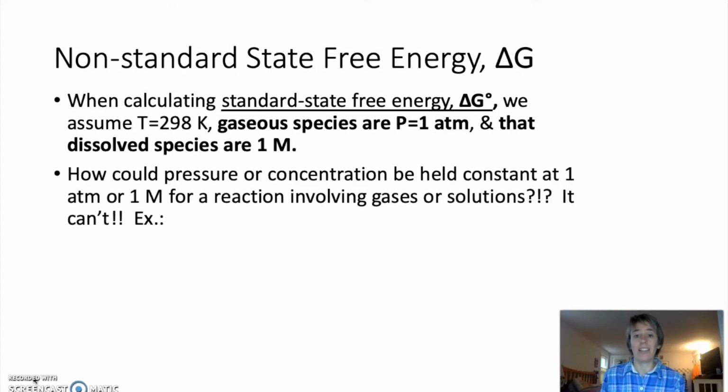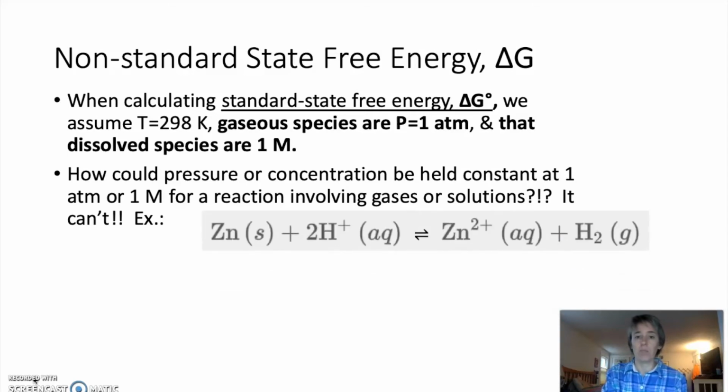Now, that is a big assumption. Not only are pressure and concentration typically not at 1 atm and 1 molar, but if it's a reaction, concentrations are constantly changing. So it really is way more often than not the case that a system is not at standard state. Let's think about an example reaction: zinc metal plus hydrogen ions from an acid are in equilibrium with zinc ions and hydrogen gas.